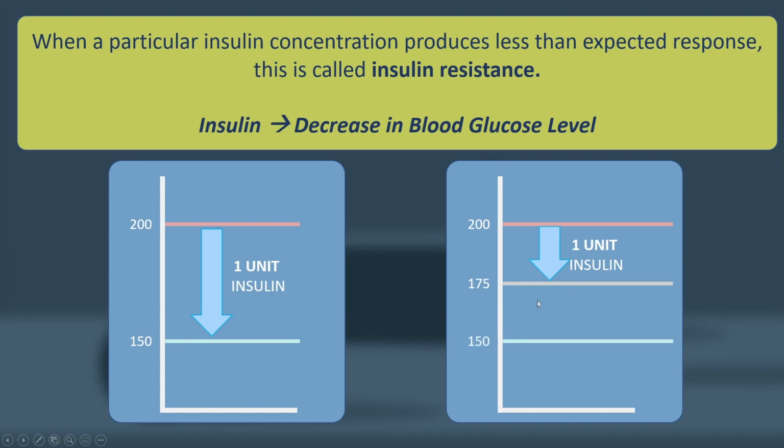So now, the body might need another 1 unit of insulin to decrease the blood glucose level from 200 to 150. In other words, rather than the 1 unit of insulin that was needed to reach this blood glucose range, we now might need 2 units or even more units of insulin in a person with insulin resistance. So this is the basic concept of what insulin resistance is.